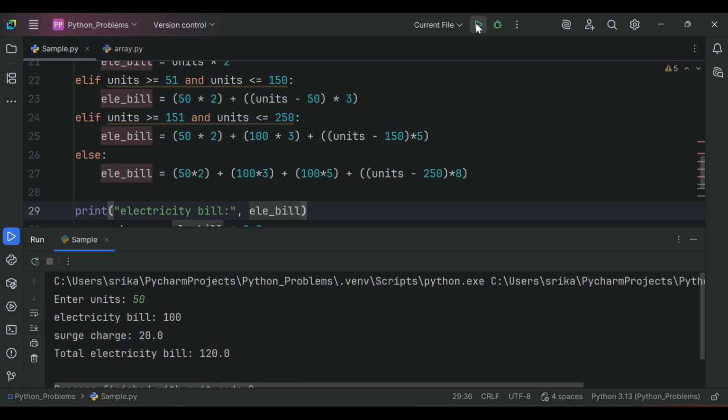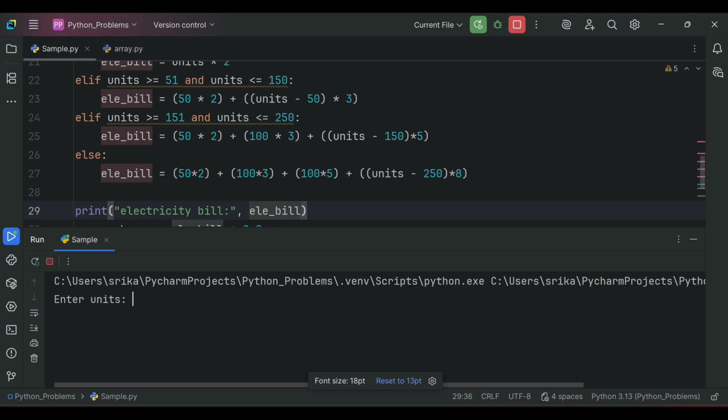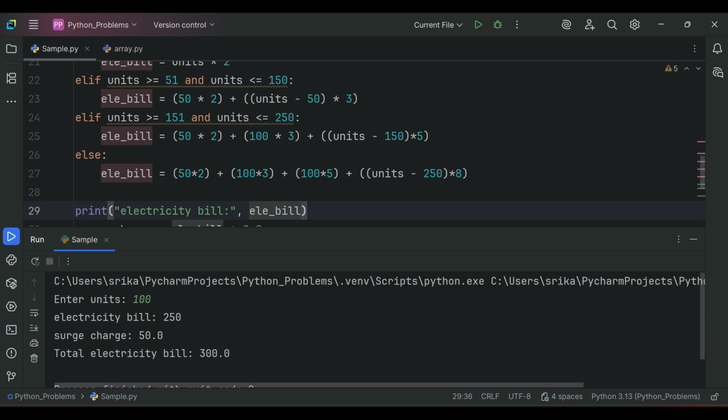Now I am mentioning 100 units. Here the electricity bill is 250 rupees, which means the first 50 units at 2 rupees is 100, and the second 50 units at 3 rupees is 150 rupees. 150 plus 100 is 250 rupees, and the surge charge is 50 rupees. The total bill is 300 rupees.